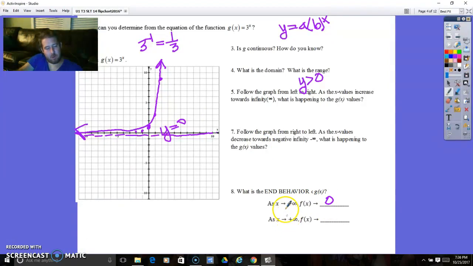As x is getting bigger, which is to the right, the graph is going up, which means f of x, the height, is going to be increasing towards positive infinity because it's going up. Had it been going down, it would be heading towards negative infinity.